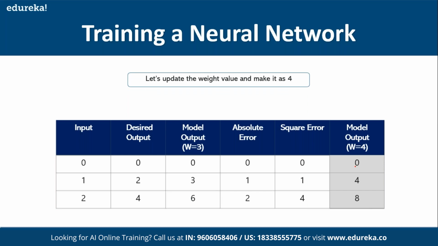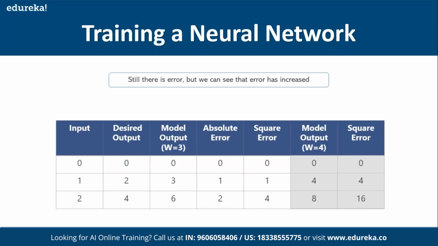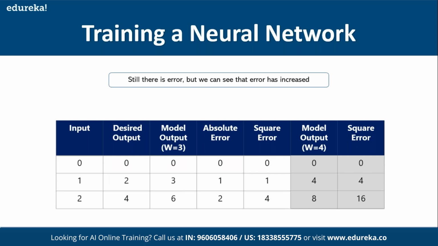So I get the values 0, 4 and 8, which is 4 into 0 is 0, 4 into 1 is 4, 4 into 2 is 8. Now I go here, I see I get my absolute and squared error directly. Square of 0, 4 and 16. 0, 4, 16, I get the error.